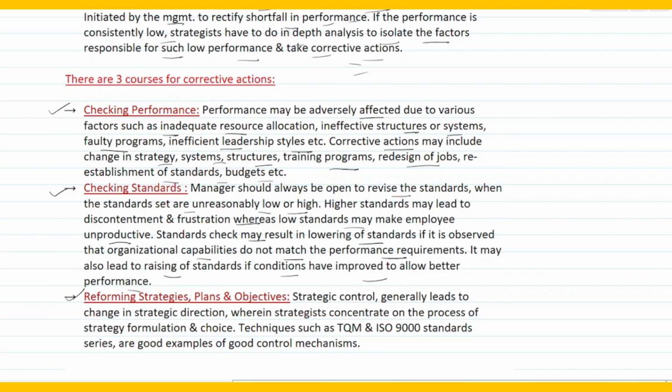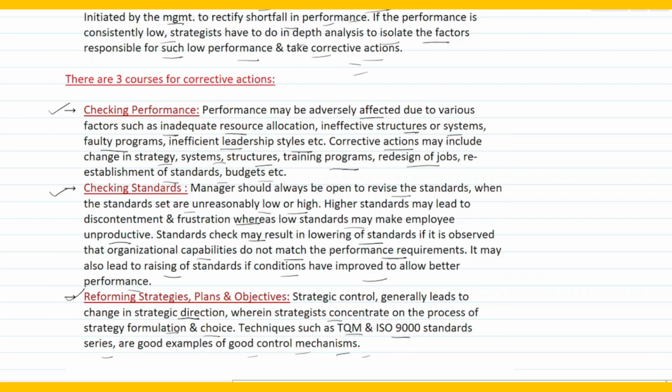Strategic control generally needs to change in strategic direction, wherein strategists concentrate on the process of strategy formulation and choice. So the last resort, or the last course of corrective action that can be taken, is basically you reform your strategies, plans and objectives. How do you do that? There are various techniques such as TQM, that is Total Quality Management, and the ISO 9000 standards series, which basically are an example of a good control mechanism. So if you have a good control mechanism, you can reform the strategies, plans and the objectives.